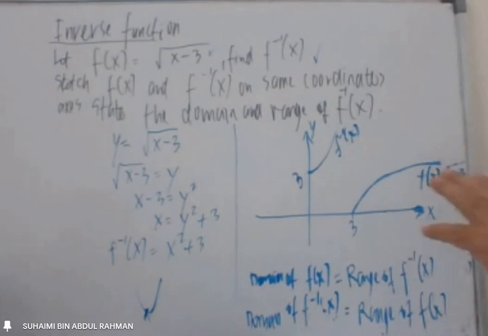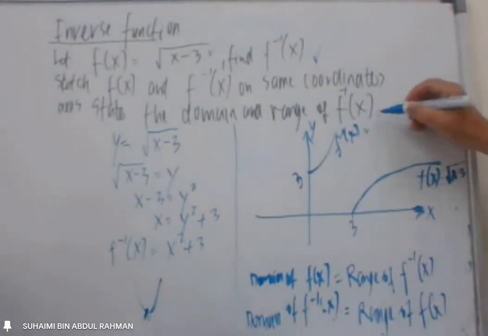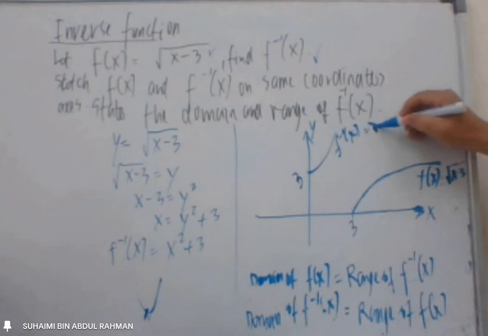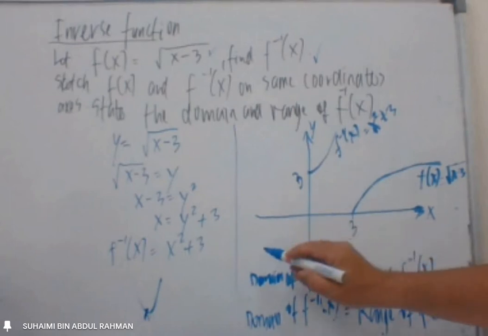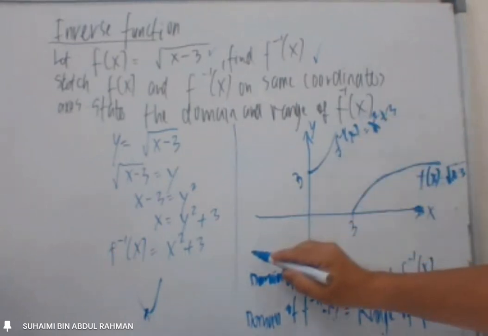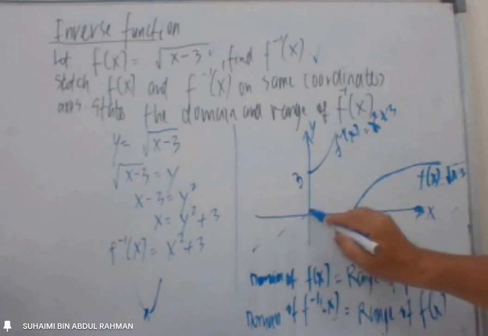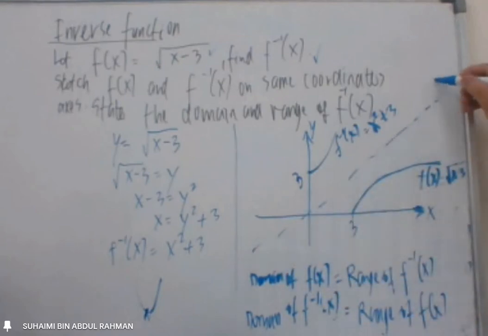We draw on the same coordinate plane. If we look carefully at these two graphs, the graph for the function and the graph for the inverse of the function, the graph of x squared plus 3 provided that x is greater than 0, we can see that these two graphs are reflections of each other through the line y equals x.